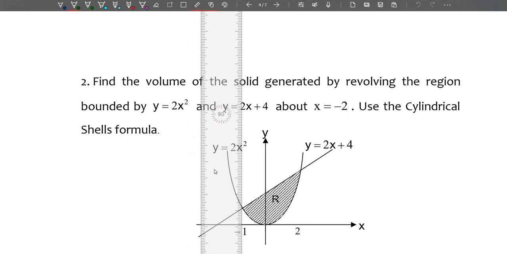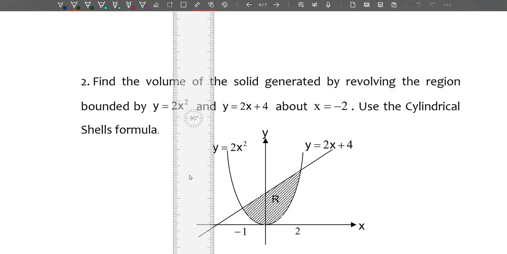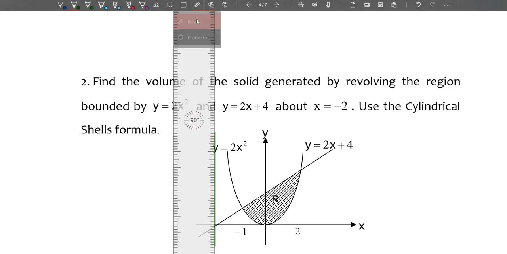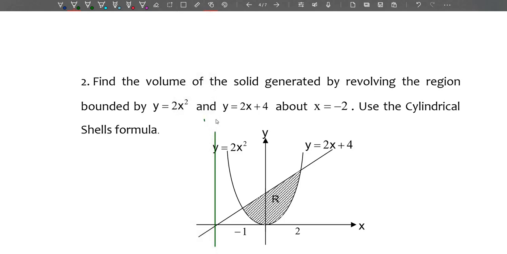So let's say this is x equals negative 1. That means x equals negative 2 is around here. This would be the line x equals negative 2. Here is x equals negative 2. That means this is the axis of rotation.